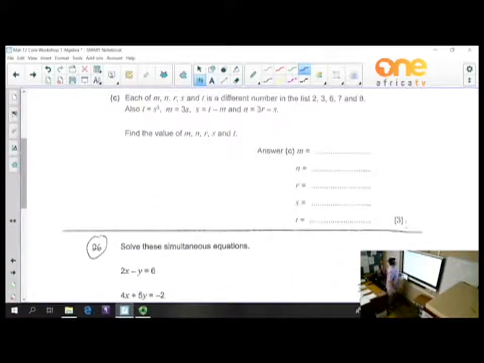Each of M, N, R, and S is a different number in the list. And then they also give you this information that T is equal to S to the power of 3, M is equal to 3S, S is equal to T minus M, and N is 3R minus S. And now we have to find those values. So here you'll have to play around with the information. There's no direct rule to do this one. So they say T is S to the power of 3. So I think T must be 2. And then 2 to the power of 3 is 8. Okay? And then M is 3 times S. So we have to find all those values there. M is 3 times S, S is T minus M, and N is 3R minus S.